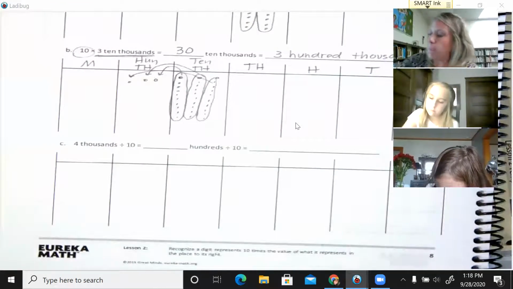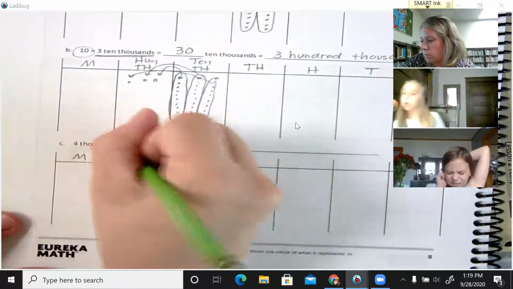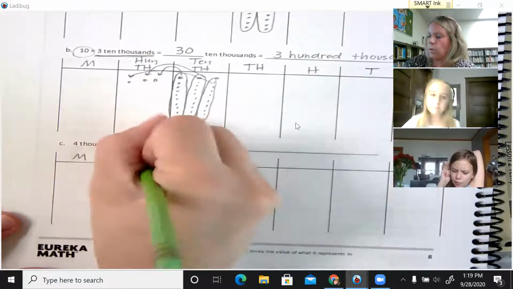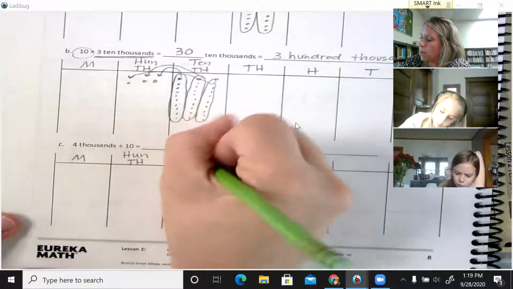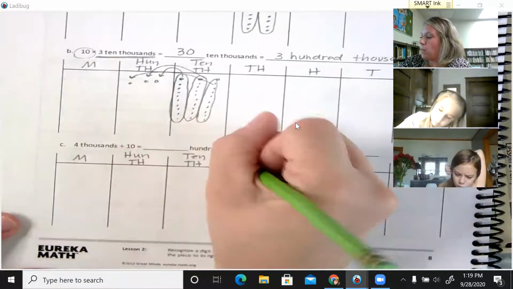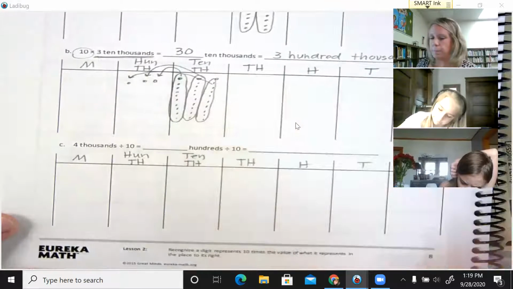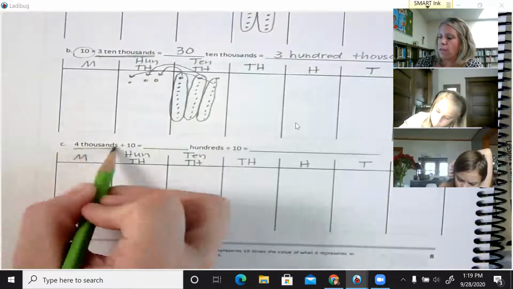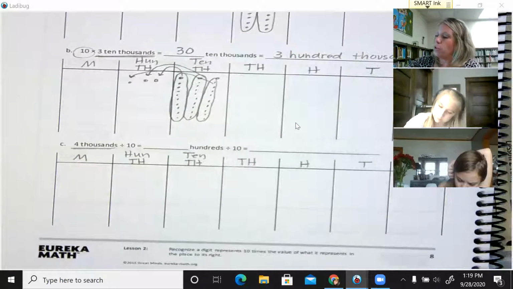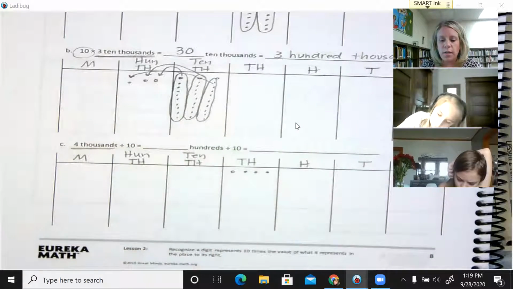We're going to start with labeling your place value chart. So we have millions, 100,000s, 10,000s, thousands, hundreds, tens, and ones. This time, we're going to start in the thousands place. We're going to be drawing 1, 2, 3, 4 discs.